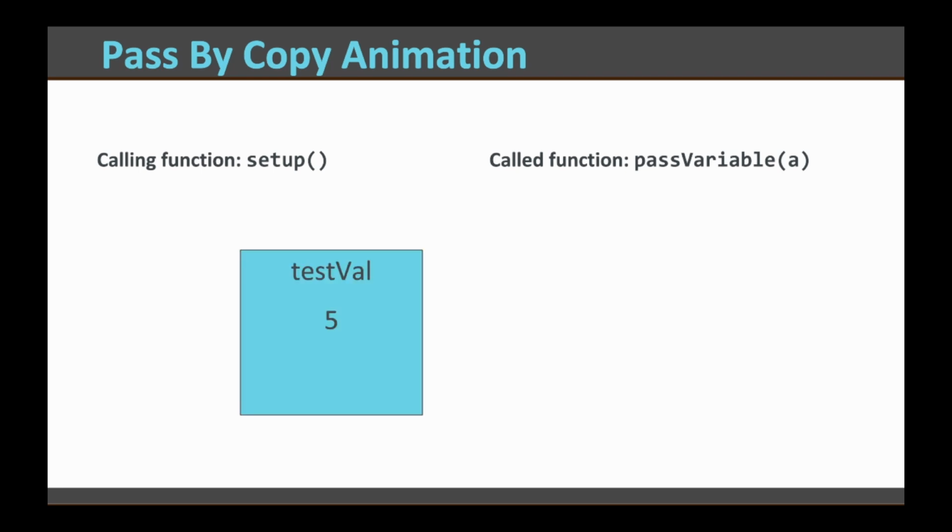Kind of looks like this a little bit. So we have test val coming in at 5. A initially gets the value of 5. Then it gets assigned the value of 10. That 10 is never returned, so test val remains 5.